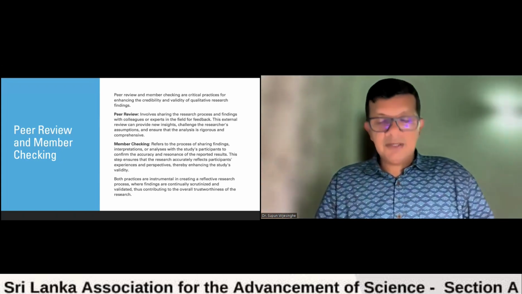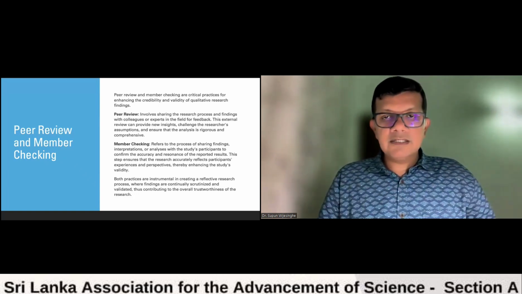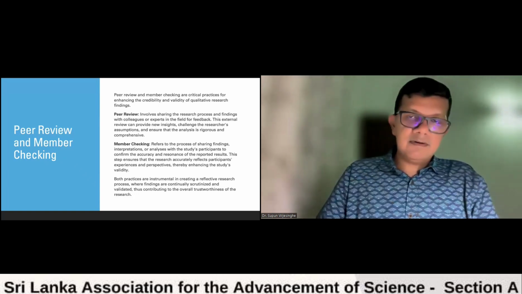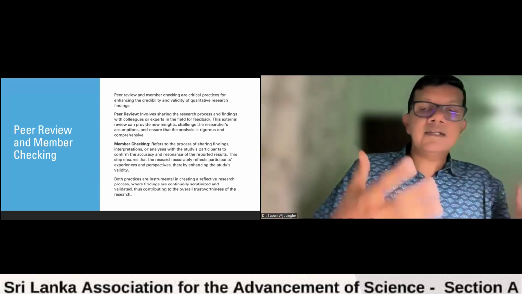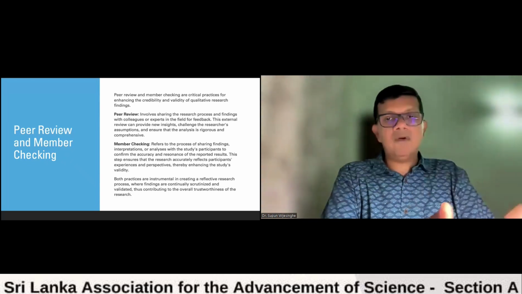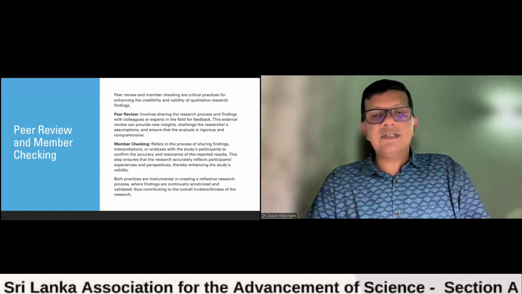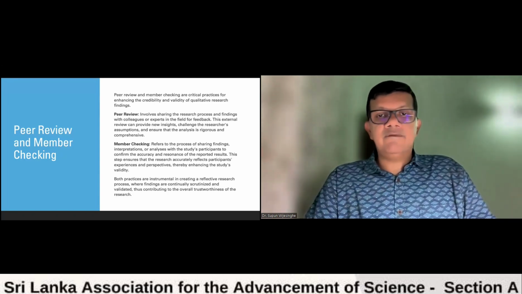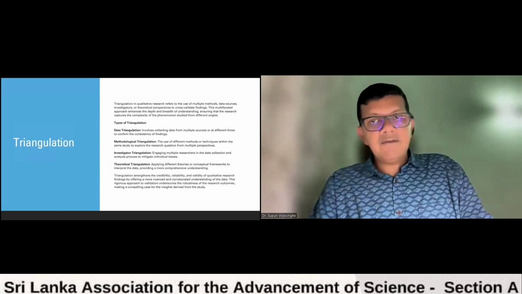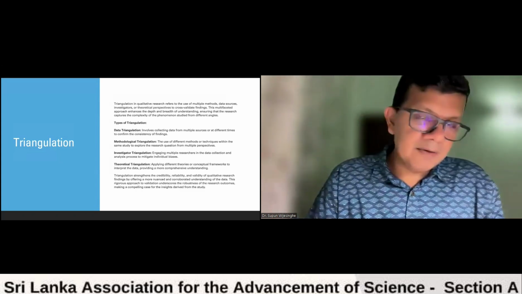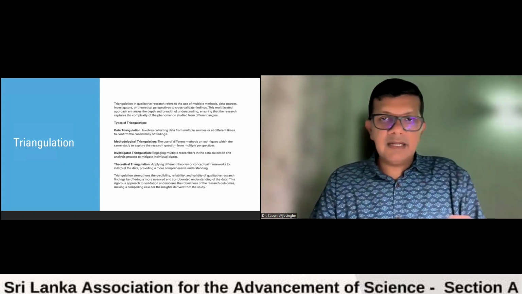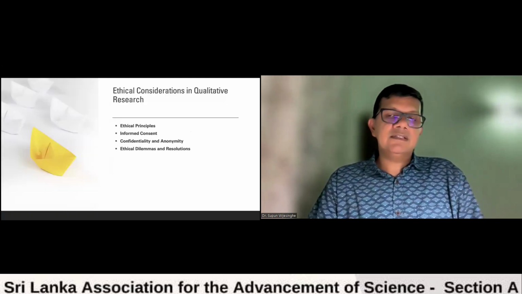Then you member check. At the end of the focus group discussion, you code the data, derive the themes, and show it to them and ask, is this what you have talked about, or is this different? So members will say, yes, that's what we have talked about. So we have various triangulations like data triangulation, methodological triangulation, and investigator and theoretical triangulation.